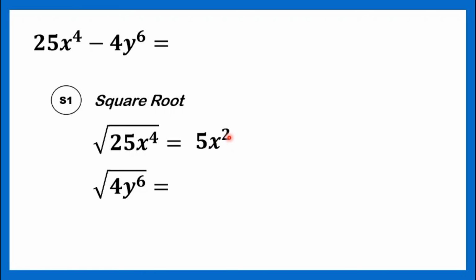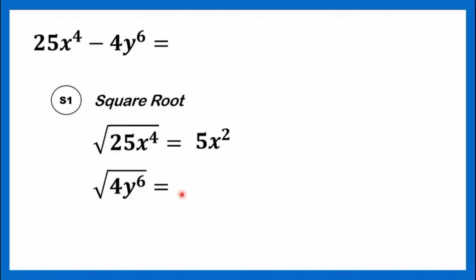Paano naman nakuha ang x squared? Di ba kapag variable, i-divide mo lang sa 2 ang exponent. So, 4 divided by 2, that's 2. Kaya x squared na ang magiging sagot dito. Ganun po yan. Next, let's have this one. Square root of 4 y raised to 6. So, sa square root ng 4, ano ba yung number na kapag minultiply sa sarili, 4 ang sagot? 2. So that is now the square root of 4.